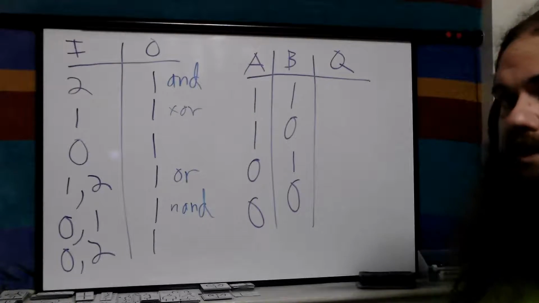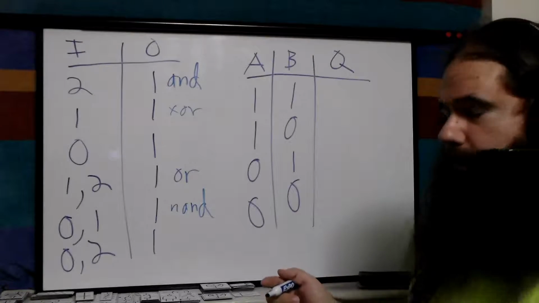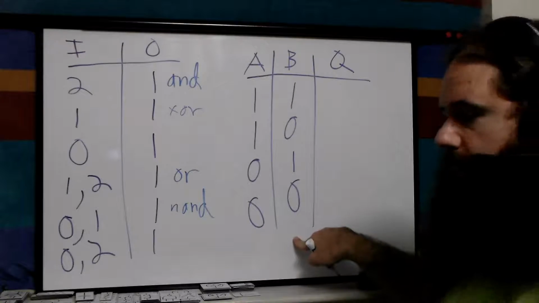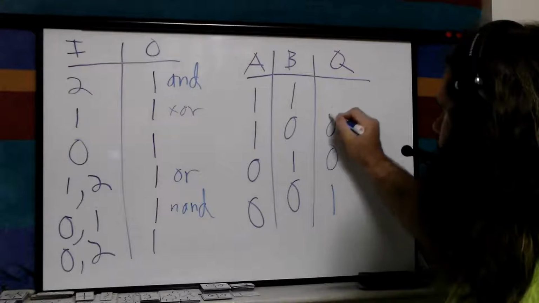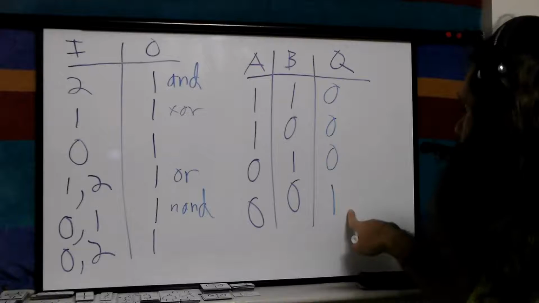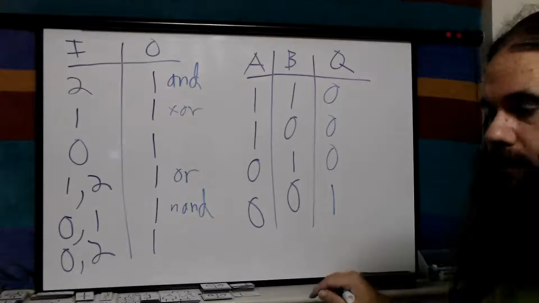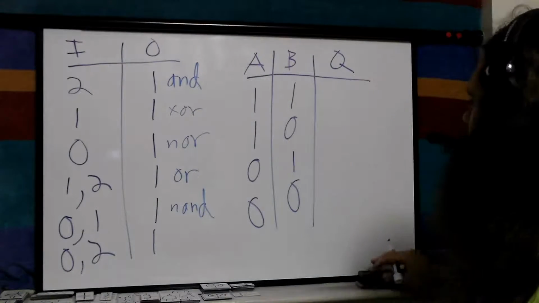How about NOR, not OR? Well, it's just OR flipped. OR is false if neither of them are true, so we flip it to a 1. OR is true otherwise, so we flip it to a 0. It's just not OR. Well, it's 1 only if there's 0 ones. NOR.